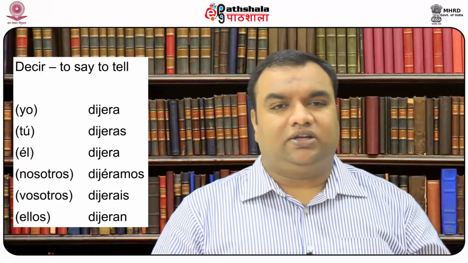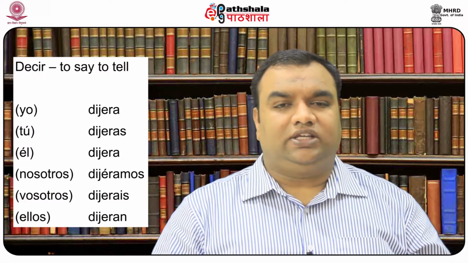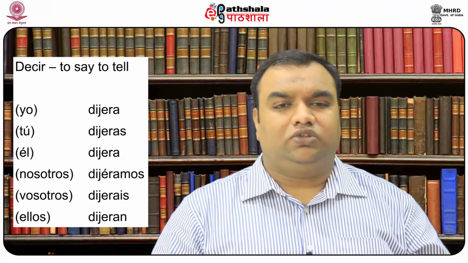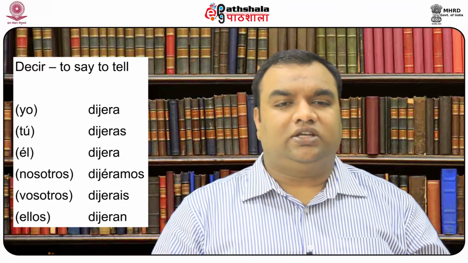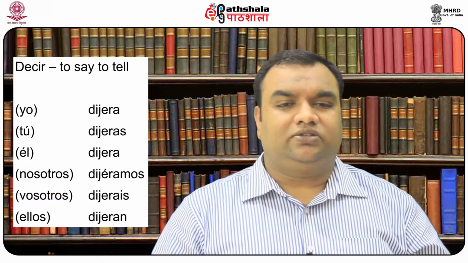The next word is decir, which means to say or tell. The preterite conjugation for decir is dijeron in the third person plural. From there, the conjugations in the imperfect subjunctive are yo dijera, tú dijeras, él, ella, usted dijera, nosotros dijéramos, vosotros dijerais, ellos, ellas, ustedes dijeran.